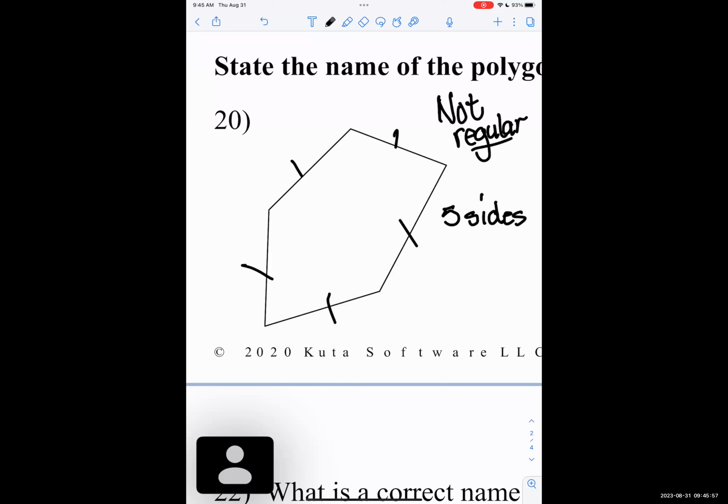So it is a pentagon, not pentagram. Pentagon. All right, awesome. Thank you. Good job.